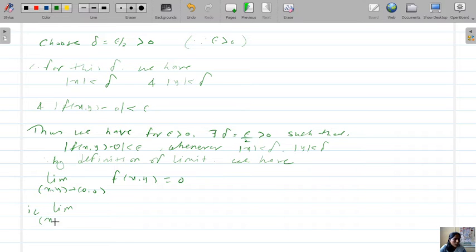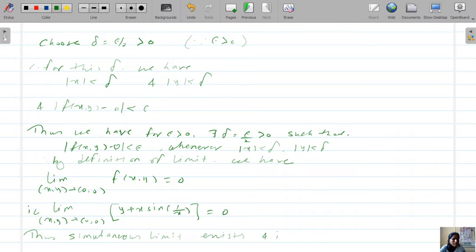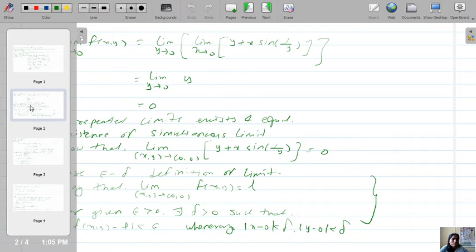So directly you can write limit xy tends to 0 0. What is f of xy? It is y plus x sine 1 upon x, and the limit of this function is equal to 0, and thus in this problem the simultaneous limit exists and is equal to what? It is equal to 0. So this is the criteria to show that the simultaneous limit exists. How to show that? So I will just recall this.